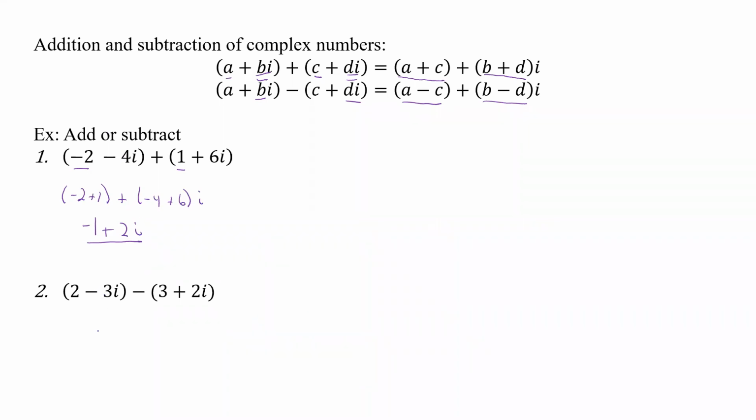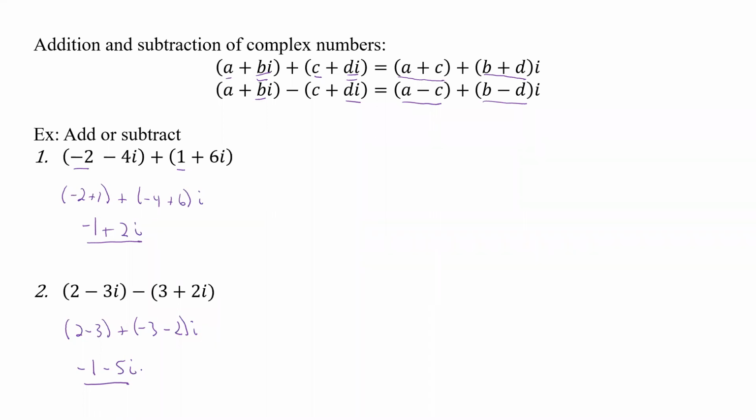Now here we're going to subtract, so we're going to have 2 minus, and here we have a 3, then plus, now here we have a negative 3, then we have minus 2 times i. So we have 2 minus 3, so that's a minus 1. Here we have minus 3 minus 2, that's a minus 5, so we'll just say minus 5 times i. And so those two complex numbers subtracted give us minus 1 minus 5i.